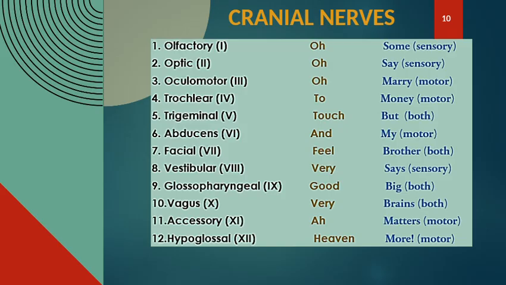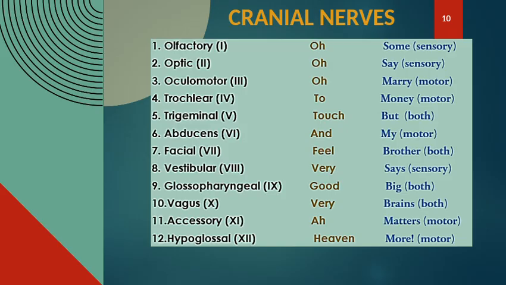Cranial nerve 11, the accessory nerve, is a motor nerve and controls the muscles of the neck and shoulders, especially the sternocleidomastoid and trapezius. We assess it by asking the patient to shrug their shoulders against resistance or turn their head. Weakness may indicate spinal cord or nerve damage.